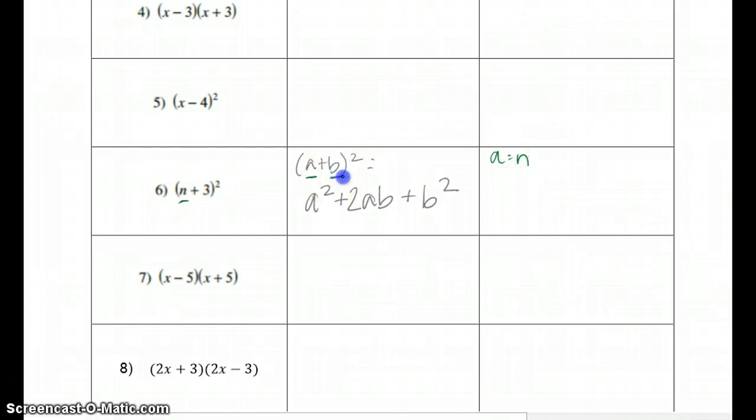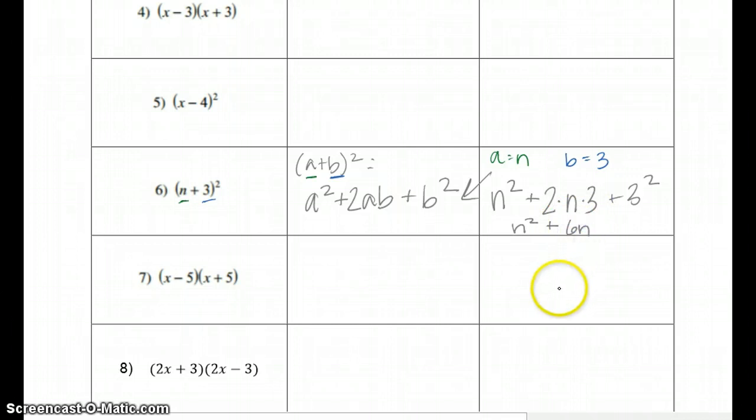Our second term is going to give us our b, so our second term is 3, so b is equal to 3. We plug in these values into the solution that we have from our rule, so a squared is going to give us n squared, plus 2ab gives us plus 2 times n times 3, plus b squared gives us plus 3 squared. We can simplify this to get n squared plus 6n plus 9.